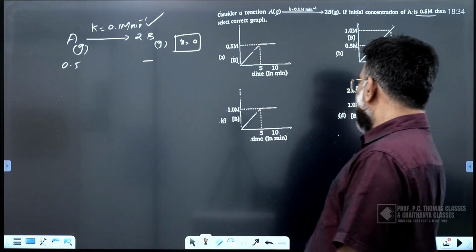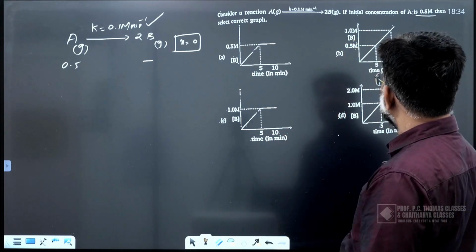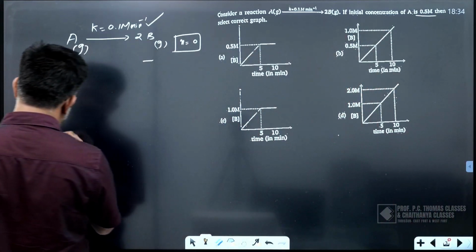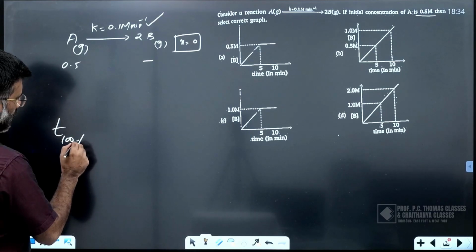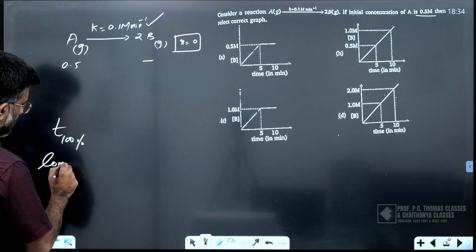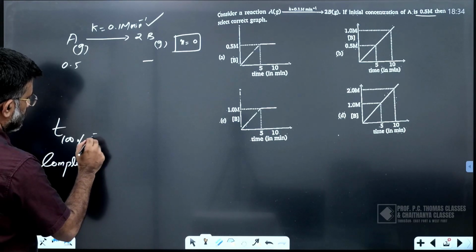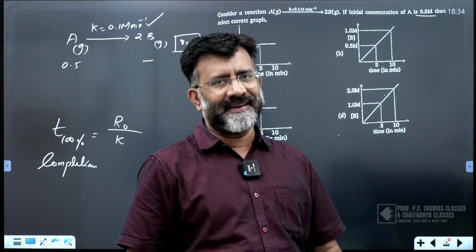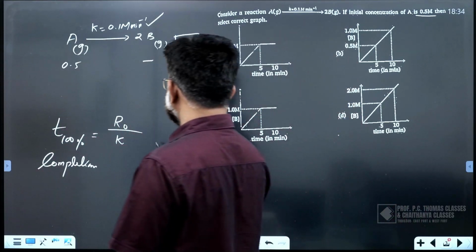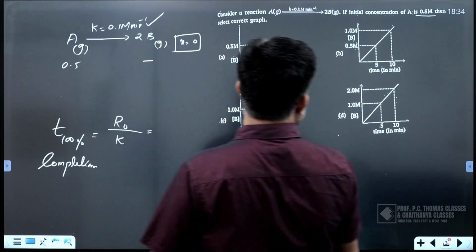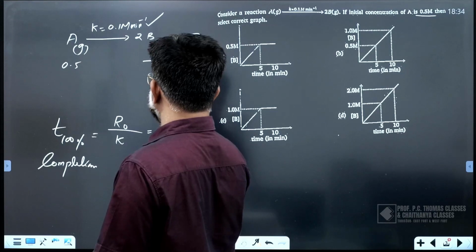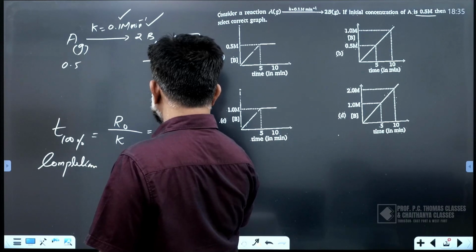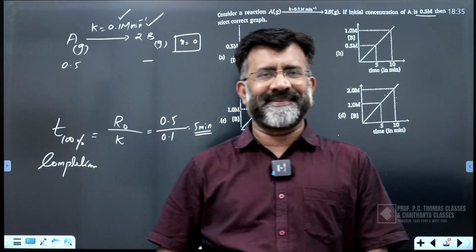And for a zero order reaction, we can talk about time for completion, time for 100%. Time for completion is equal to R0 by K. What is R0? R0 given is 0.5. So it is 0.5 divided by K, which is 0.1. So it is 5 minutes. Time for completion is 5 minutes.